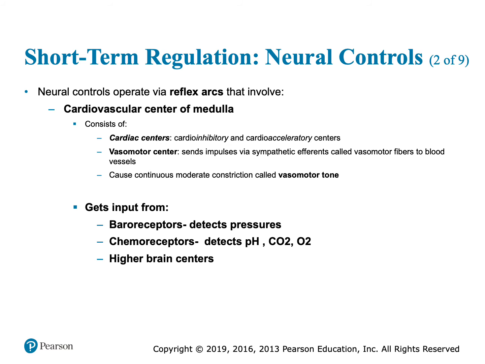Remember, when I have things written really small, don't memorize any of that stuff. Understand the concept. Sometimes you're going to have receptors that are recognizing chemicals. So pH, that would be hydrogen ions. CO2, again, when you think CO2, think hydrogen ions. And then oxygen. So that might change the blood pressure temporarily. And then higher brain centers.